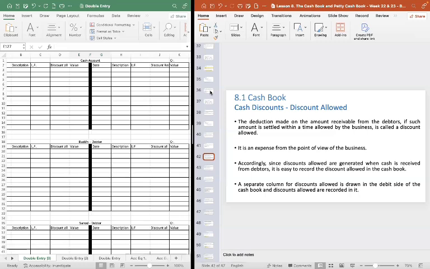Similarly, on the retailer side, on the buyer side, when the buyer is paying the money, he is receiving a discount.